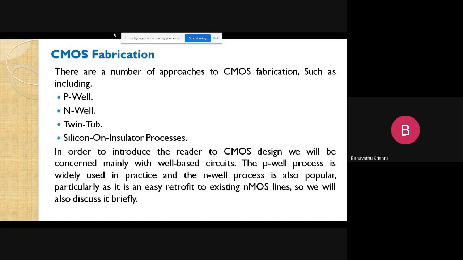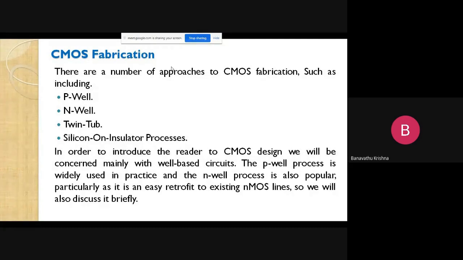If PMOS is in the on condition, at the same time NMOS is in the off condition. Suppose NMOS is in the on condition, at the same time PMOS is in the off condition. That is why it is called a complementary metal oxide semiconductor device. Now we are going to discuss how it is constructed. All those things we have to discuss by using the fabrication process.